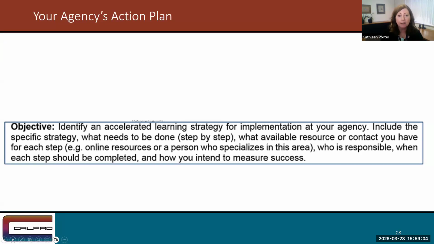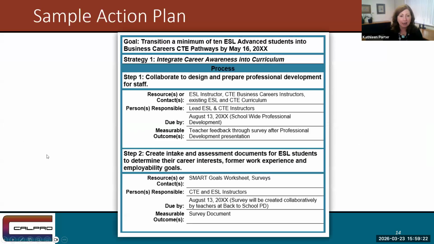And I also want to say this is a draft. So no one expects you to do a SWOT analysis and a full-blown action plan in 1 week. So you're just preparing a draft. This is your first draft. Okay, so let's look at a sample here. If you were using this template, the goal would be for this fictional agency to transition a minimum of 10 ESL advanced students into the business career CTE pathway by May 16th of next year.